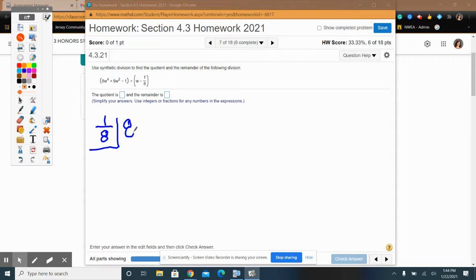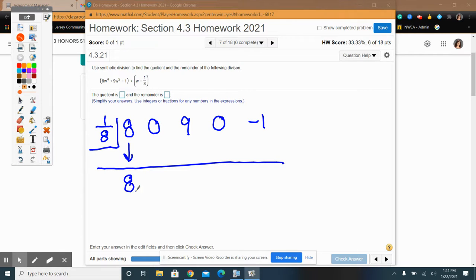We put an 8. Now there's no w to the third, so it's a 0. Then the 9 for the w squared, then a 0 for the w, and a -1. So lots of zeros on these. You drop the 8 and you party. Well, 8 times 1/8, that's not hard. That's just 1. And add is 1.